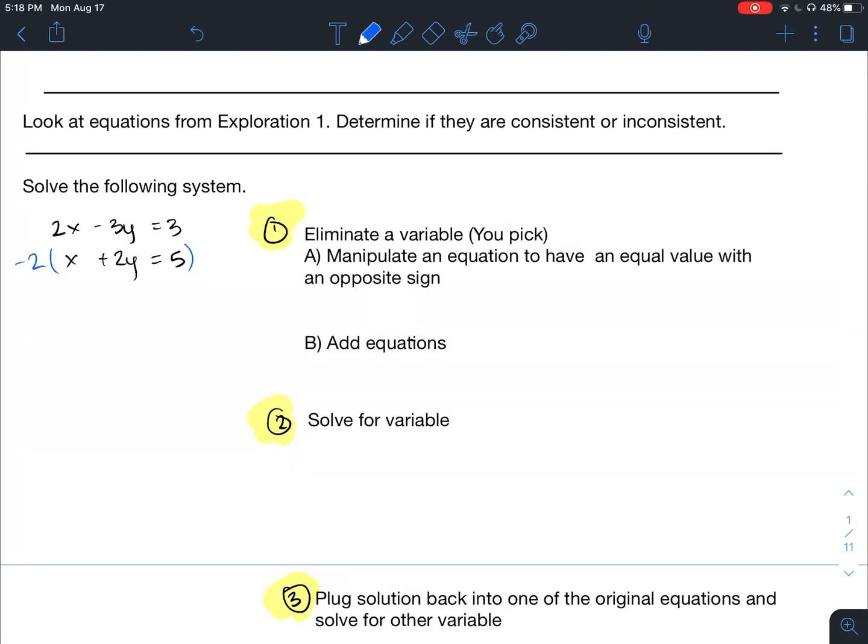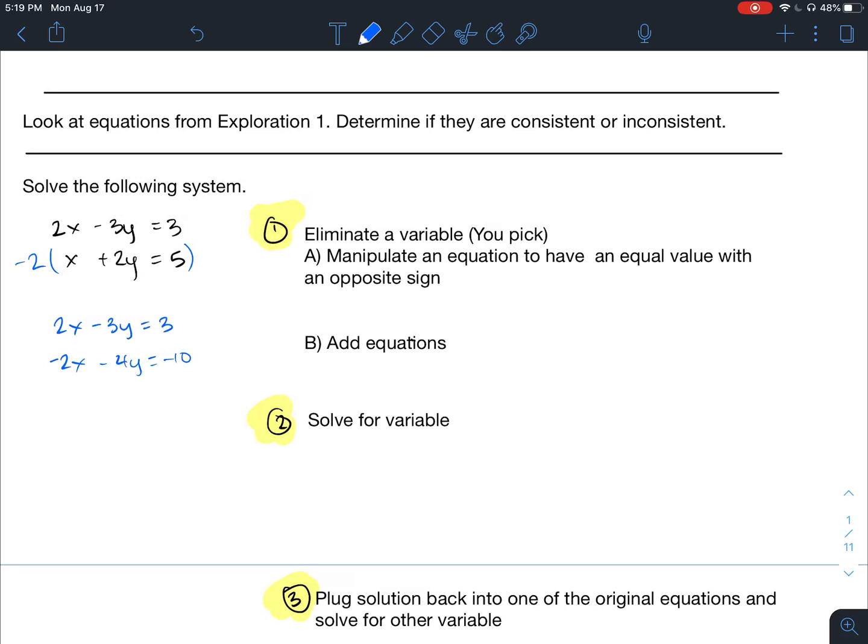So let's go ahead and write this again. Our top equation we're keeping the same: 2x minus 3y is equal to 3. Now we're going to multiply every single element in this equation by -2. So -2 times x, -2 times 2y, which would be -4y, which is equal to -2 times 5, which is -10.